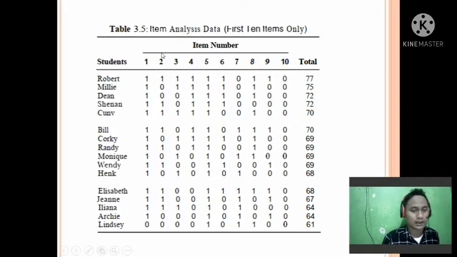Item 2, only 1, 2, 3, 4, 8, there are 8 students who answered correctly. Item 3, there are 7 students correct. Item 5, all of the students answered correctly, and item 10, all of the students were incorrect.